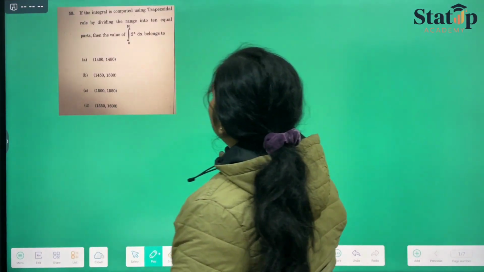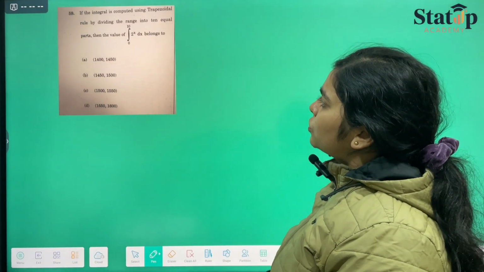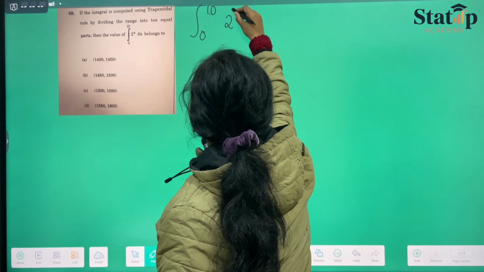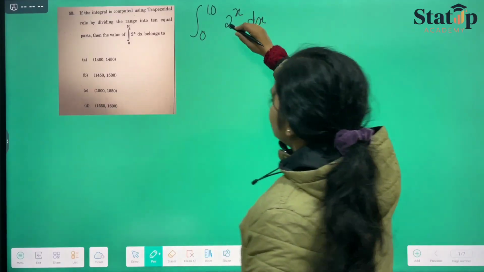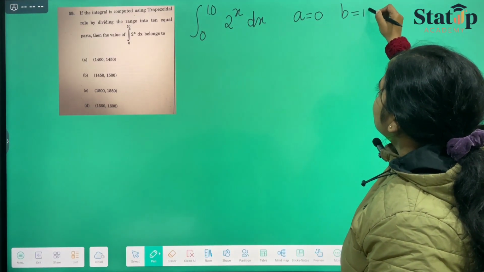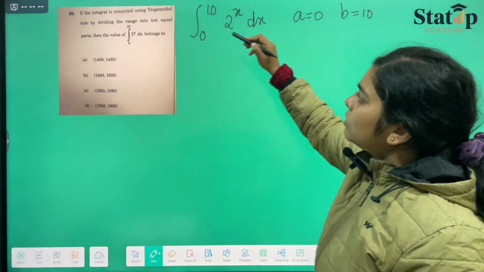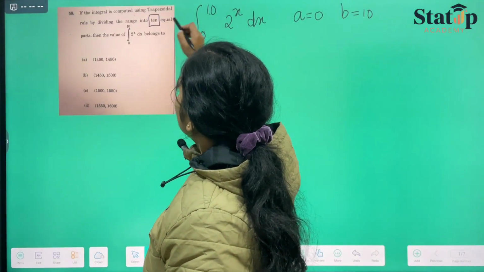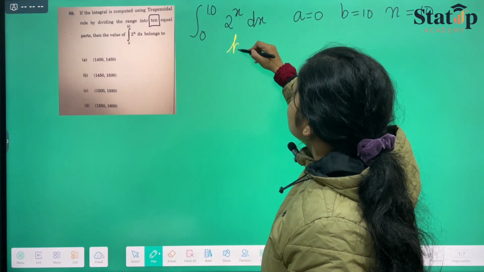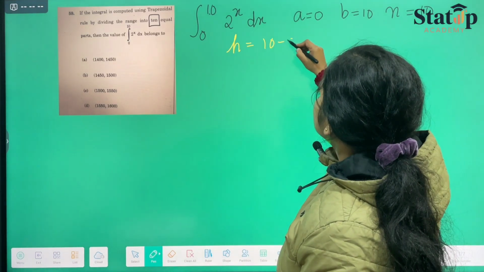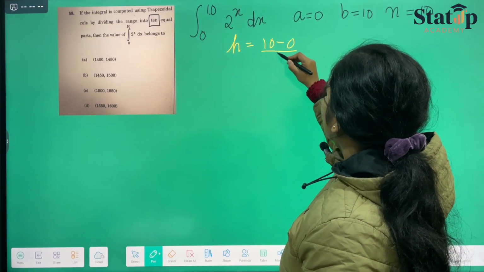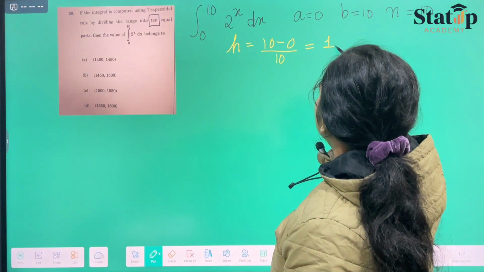Here again, we have been provided with the trapezoidal rule. We have to solve the integration from 0 to 10 of 2 raised to the power x dx. Your function is 2 raised to the power x, then a is equal to 0, b is equal to 10, and the number of intervals is 10 equal parts they have given. So n is equal to 10. If we solve for h, which is (b minus a) upon n, it is nothing but 1 only.